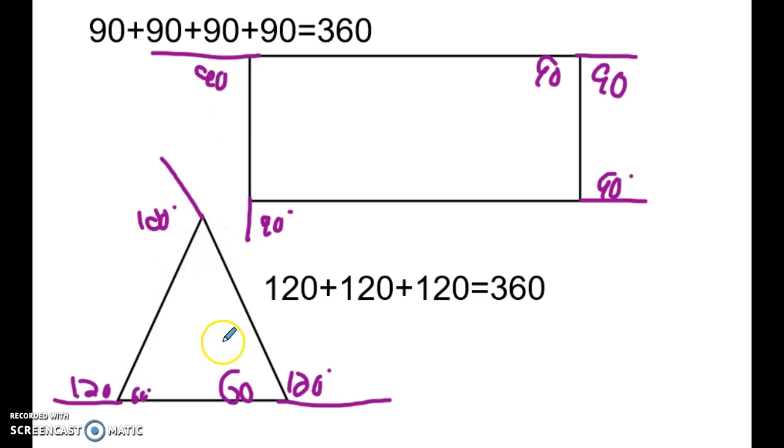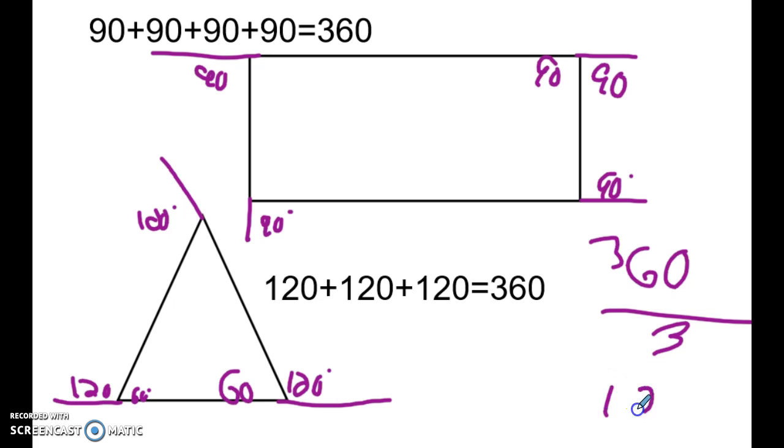Which means, as a tip, if you don't know the interior angles, but you know that you have a regular triangle, and you can't remember 60, 60, you can't remember what the exterior angle is, if you don't know it's 120, 120, 120, or 90, 90, 90, 90 for a regular quadrilateral, just take 360, divide it by the number of sides, 3, and that'll give you 120. Or do it by 4, and that'll give you 90.